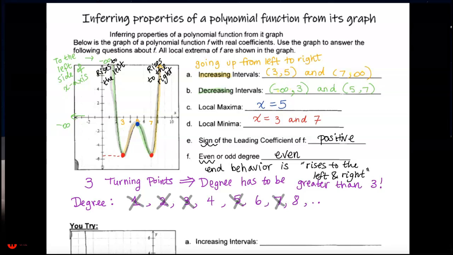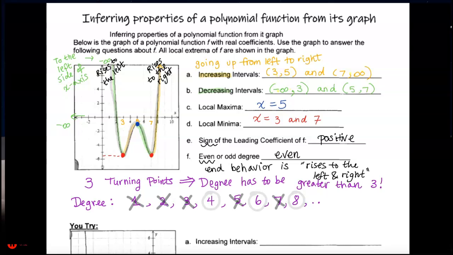So the possible degrees, the only answers that I need you to click on when you're doing this homework, are 4, 6, or 8. To me, it looks like a 4th degree function, but who knows, maybe they added some different terms to make a 6th degree or 8th degree looking like a W-shaped function. To me, it looks like a 4th degree function. But this is how you would do this. Remember, degree has to be bigger than the number of turning points that you have in the graph.